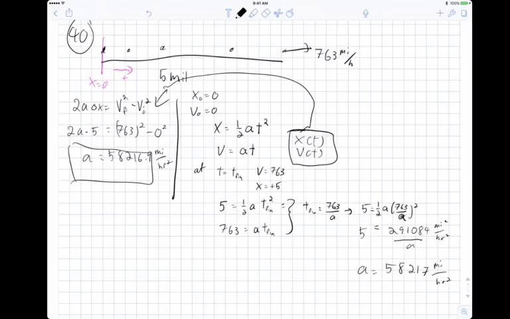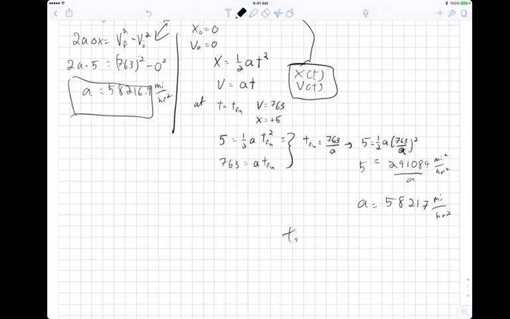Anyway, 40b, calculate the time interval needed to reach its maximum speed. So what's the time interval? T final is 763 divided by 58,217, which is 0.0131 hours. Which is 47 seconds. So it almost took a minute of acceleration. But still, guy's spine probably hurt afterwards.